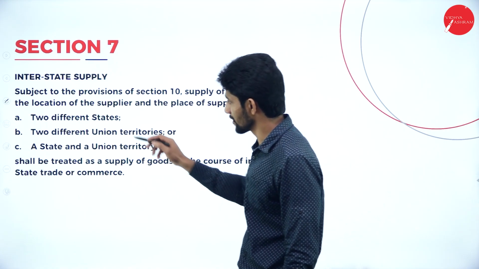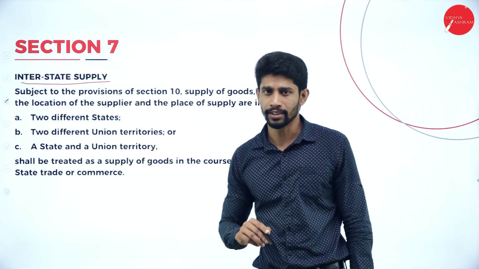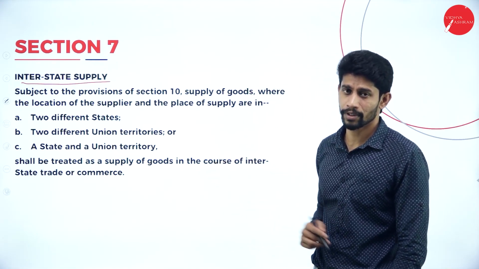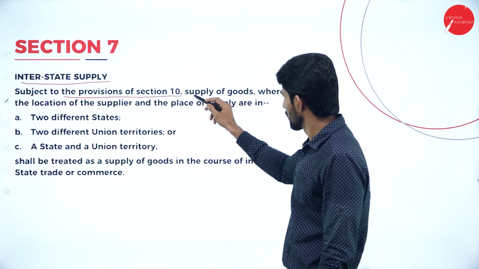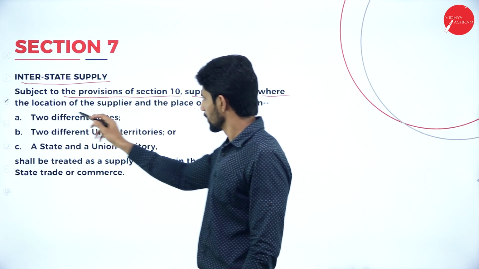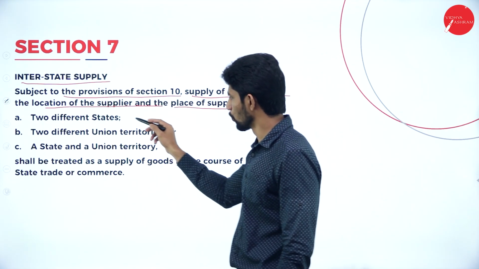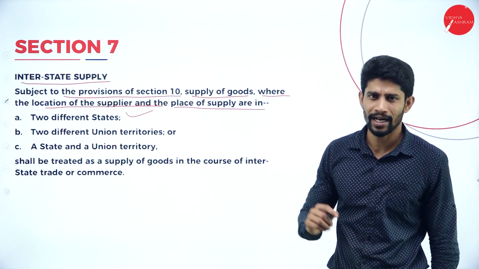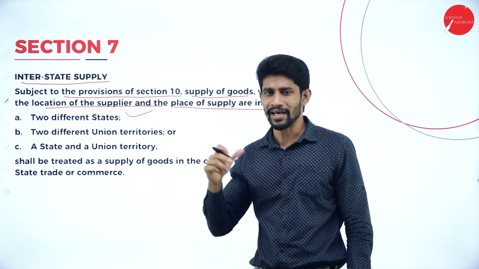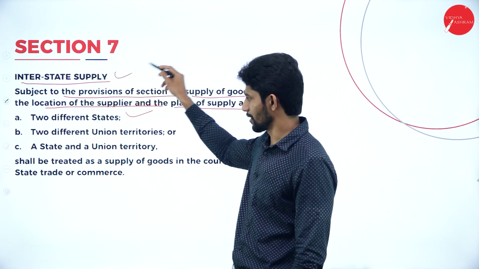Next, section 7. So what does section 7 talk about? It talks about interstate supply. That means the transaction happening between the states. So subject to the provisions of section 10, supply of goods where the location of the supplier and the place of supply are in 2 different states. Yes, if the location of the supplier and the location of the recipient are in 2 different states, then it will be considered as interstate supply.